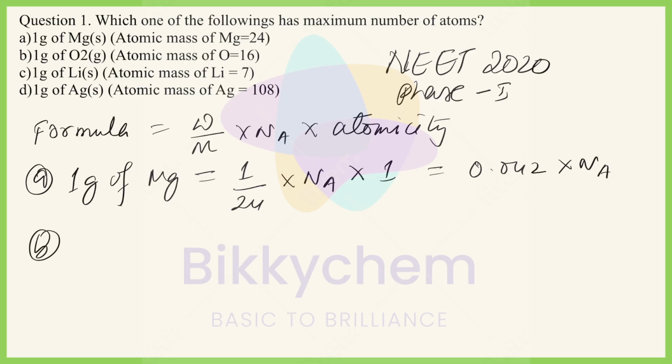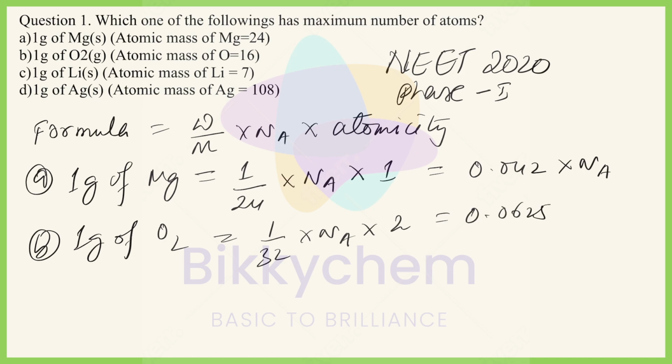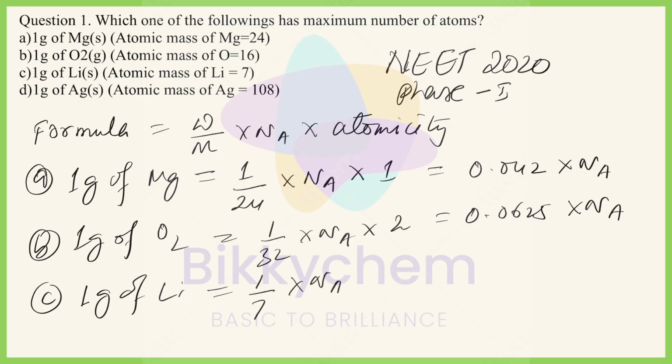Option B will be 1 gram of O2. So in this case it is 1 by 32 into Na, since O2 means 32. Since there are 2 atoms of oxygen in the molecule, we multiply by 2, so we get 0.0625 into Na. In option C, 1 gram of lithium, it is 1 by 7 into Na into 1, which equals 0.143 into Na.